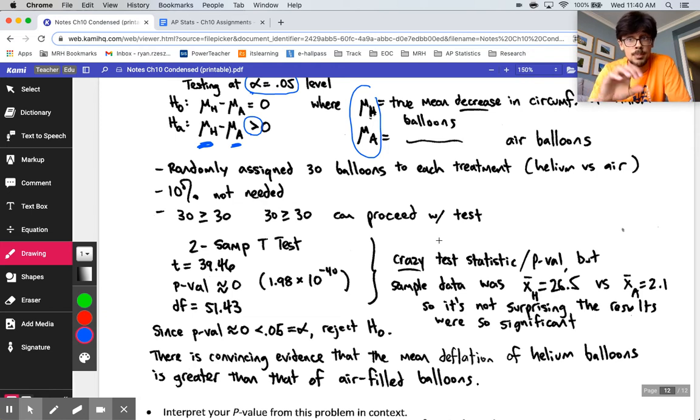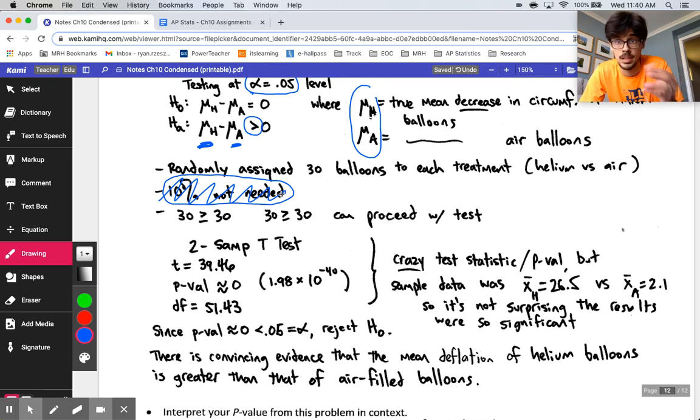Because I didn't sample from the population, I don't have to worry about the 10% condition. I straight up said here the 10% condition is not needed. You could choose just to not address it altogether. You don't have to say, oh, I don't need to do this. You can just not do it when it's relevant to say so. And then luckily, our sample sizes are both at least 30. So we can go ahead and do our t-test on this problem.